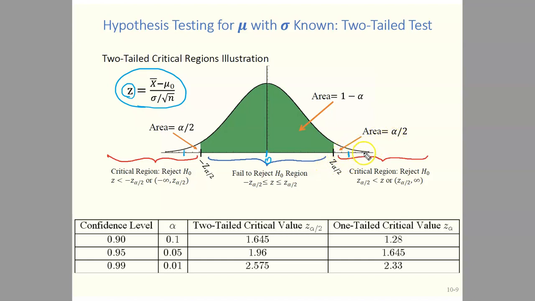You see the area out here is alpha over 2. The area out here is alpha over 2. So the probability that your test statistic lands out here, given that your null hypothesis really is true, is alpha. There is a chance of rejecting the null hypothesis when it really is true, and that probability is alpha, and that's your significance level. So that's what the significance level represents. It's the probability of incorrectly rejecting the null hypothesis when it actually is true.